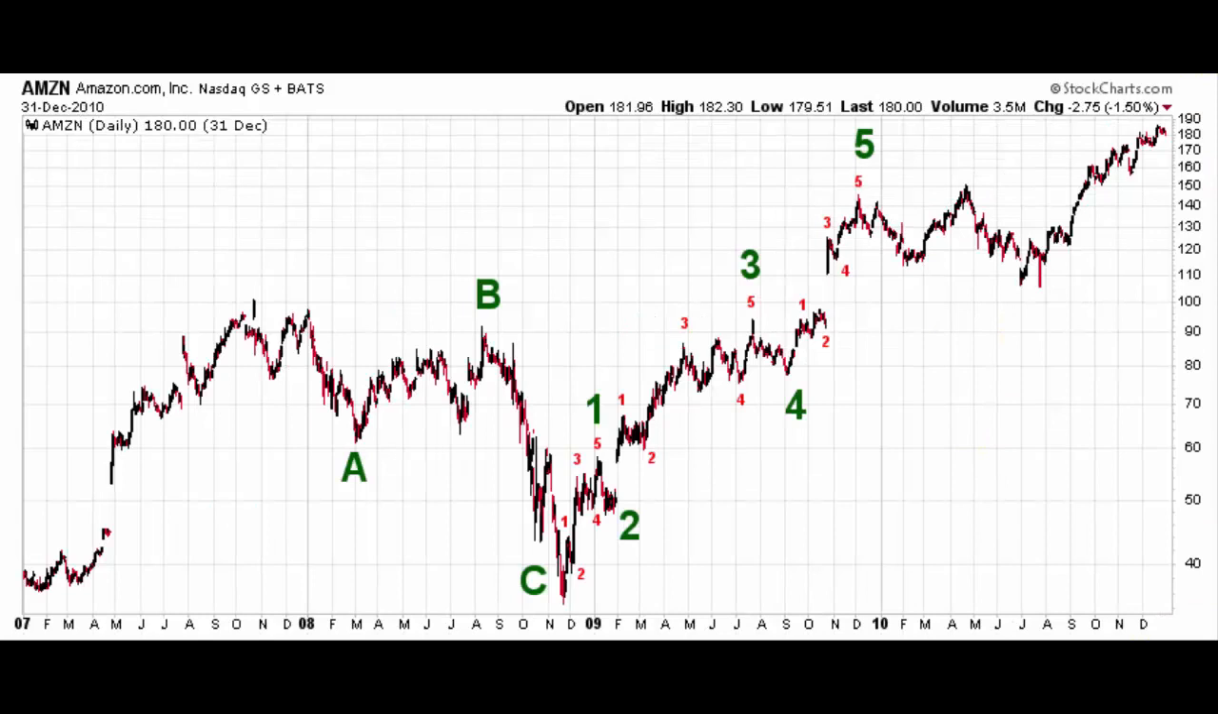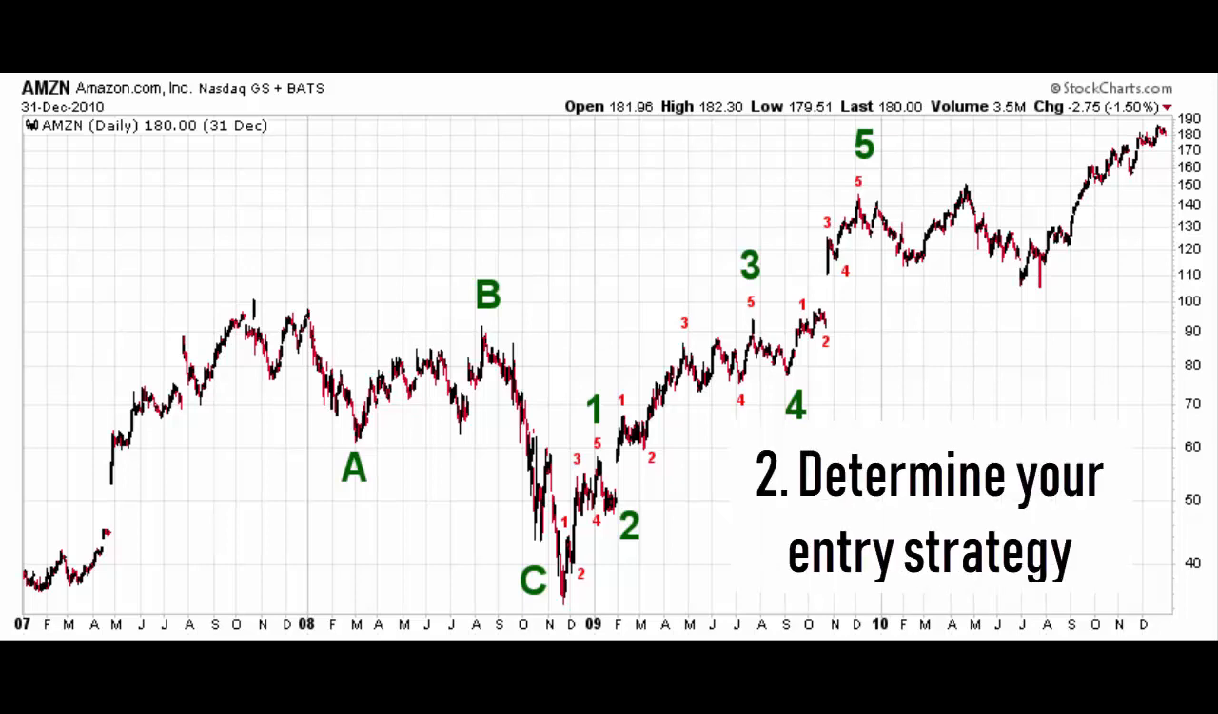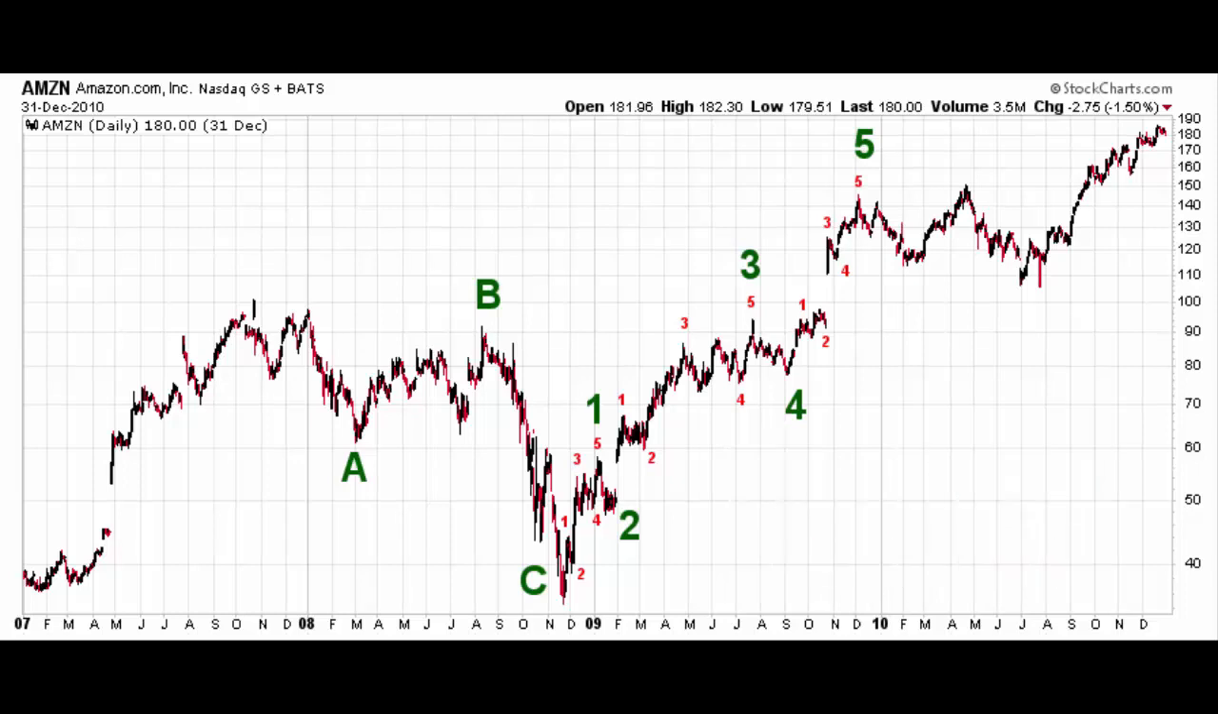So the second thing you need to determine when you're developing an objective, tradable Elliott Wave system is when you're going to enter trades. There's a handful of different ways that you can do that, and we're going to go through it. The basic idea is that when a larger counter trend move completes and you believe that a new trendy move is beginning, that's when you want to buy.